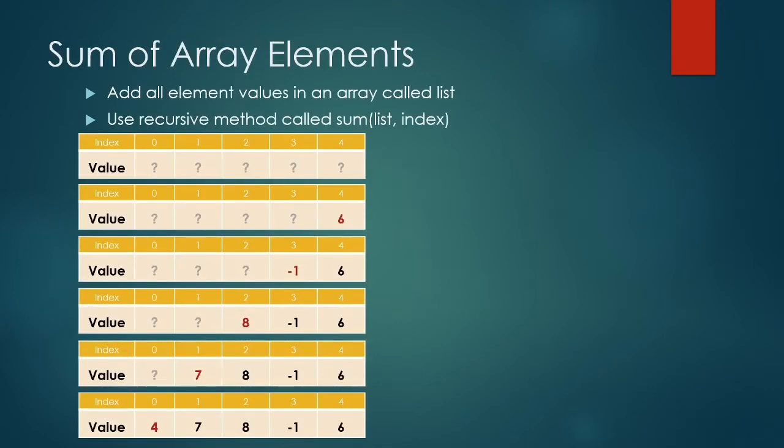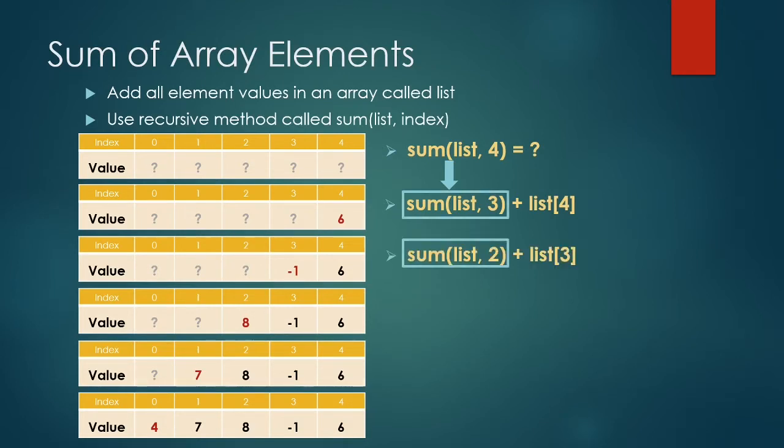Sum of array elements. Add all elements to an array called list, and use a recursive method called sumOfList with list and index. If you look to the right, you're going to start off by calling sumOfList with index equal to 4. This is going to return sumOfList at 3 plus the element at index 4, because that's how we're going to transition along this array.